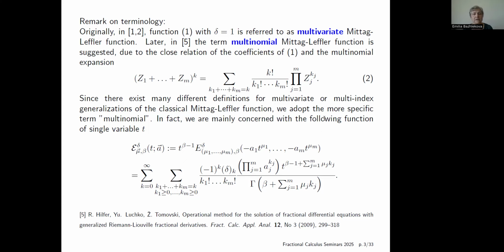In fact, we are mainly concerned with the following function of a single variable t, given here, where all variables are functions of this variable t. That's why we find the term multinomial more appropriate and more specific. Nevertheless, in the literature, both terms are still used. And this is no problem if the definition is given.